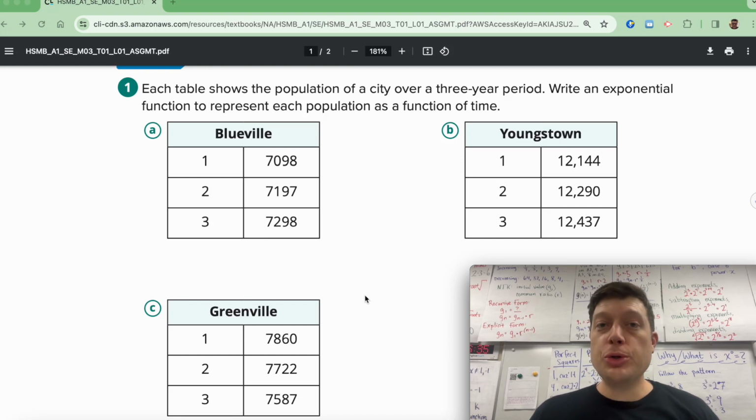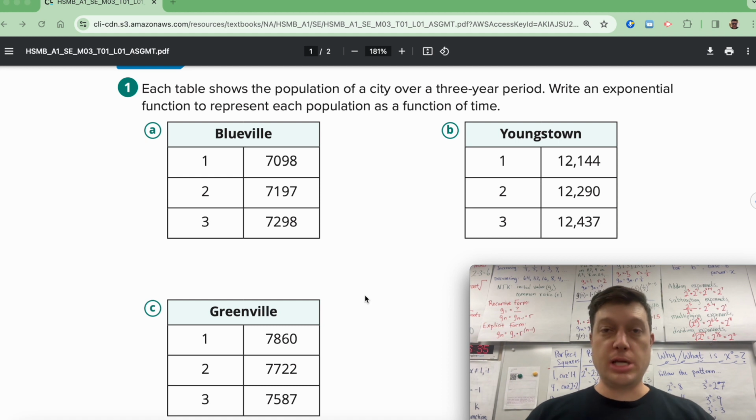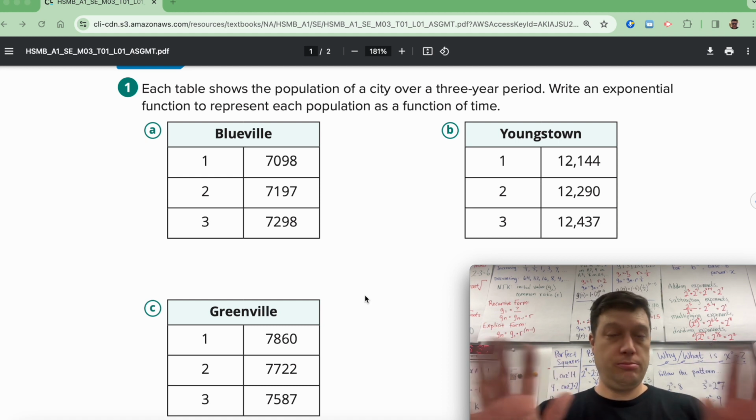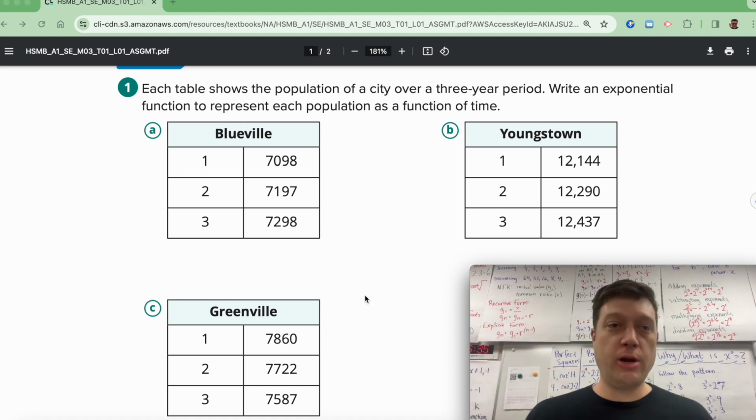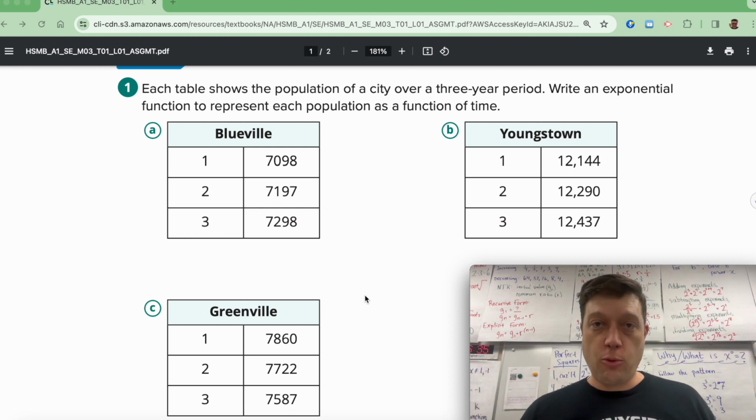Hey, you guys, let me show you something that I need you to know for the assignment from our textbook on exponential functions and how you write exponential functions. Ask me in class where you can find this page. I won't give it out right now, but I do want you to know that I'm going to work the question 1A for you.